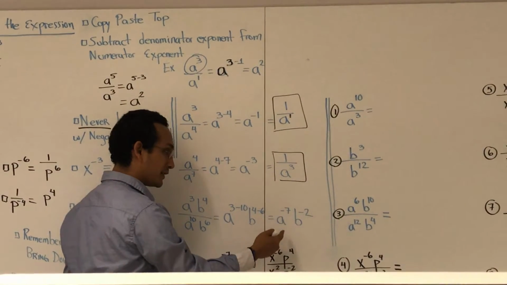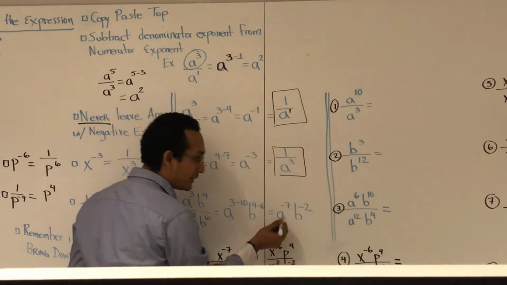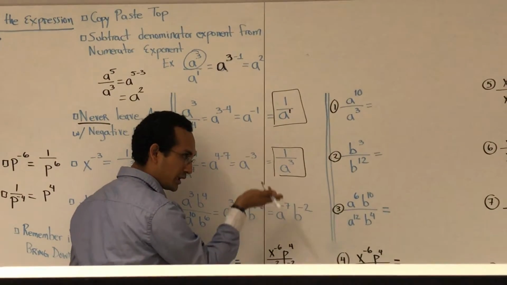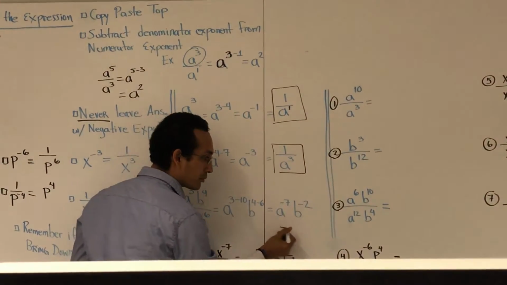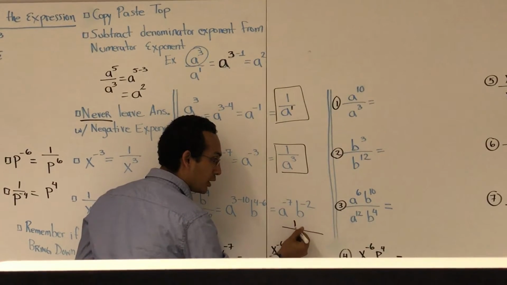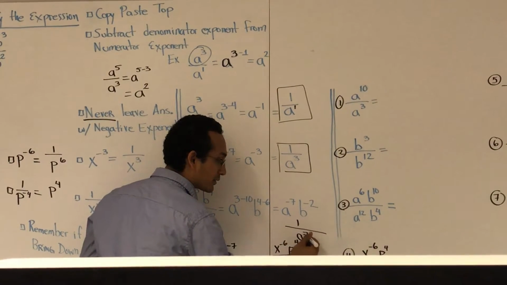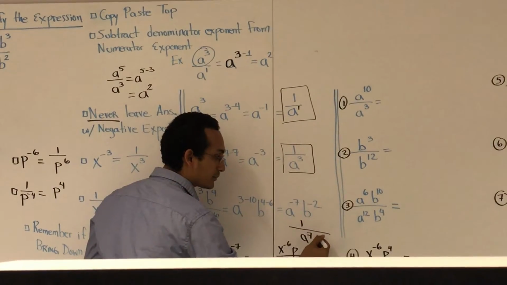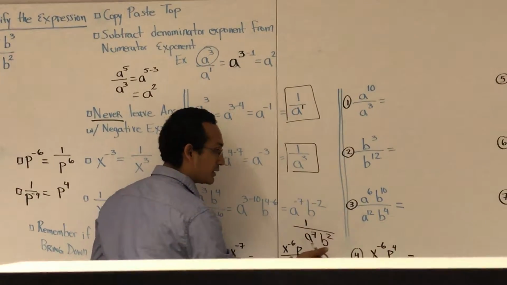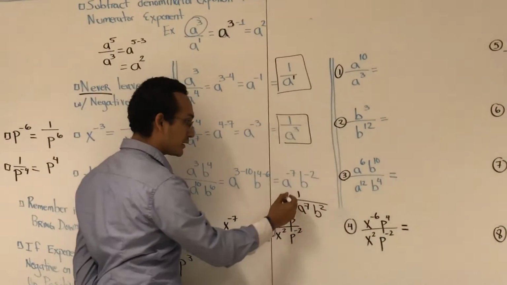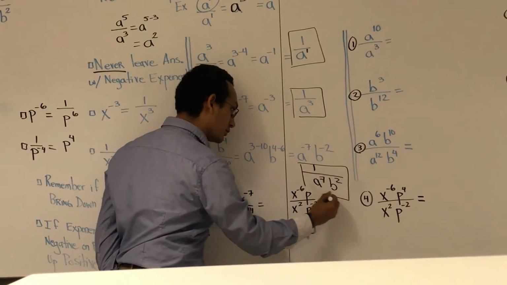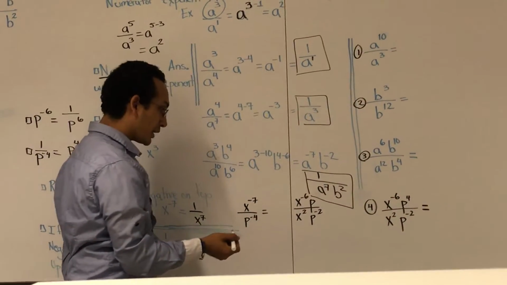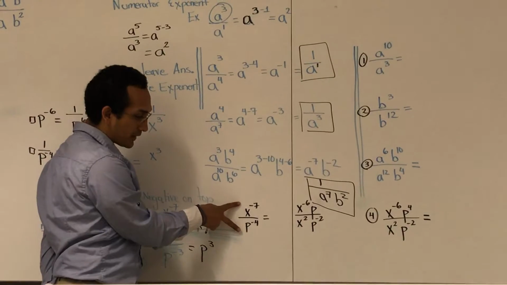But this is not your final answer. What has to happen is, this is negative 7 on the top, so you bring it down positive, right? So 1 over a to the 7th, b to the 2nd, right? So now it's positive. Therefore, you have an answer, which is here. Okay, now another example.